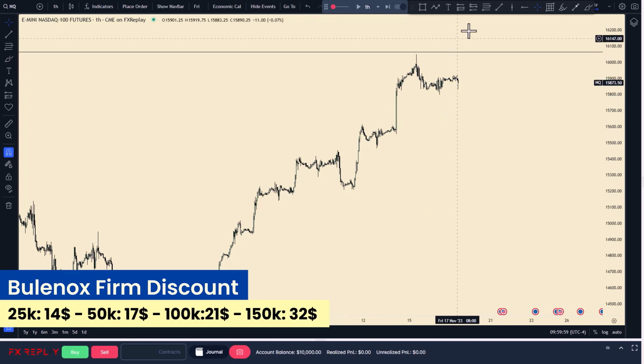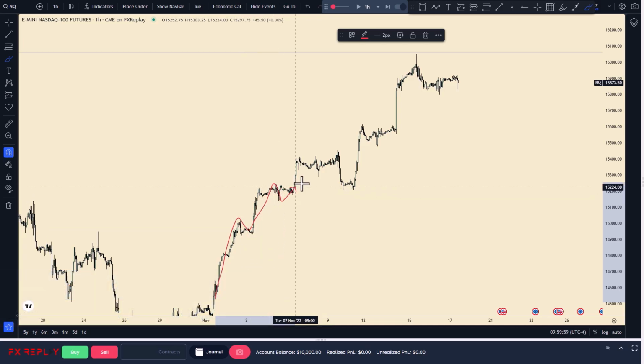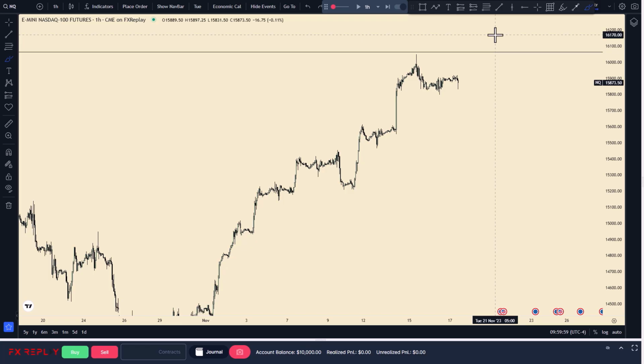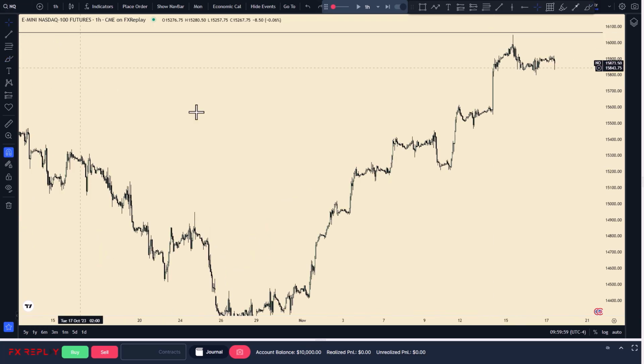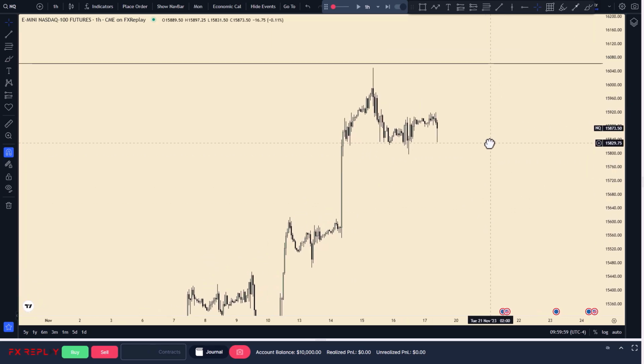You can see that the pullback is really shy. We have an expansion, a shy pullback, another expansion, a shallow pullback, another expansion. This one was a deep pullback, but as you can see, shallow pullback here. So you don't want to capitalize on these moves right here, right? It's better to look for continuations. I feel like this backtesting session is going to be longer than usual. But as I said, I enjoy these backtesting sessions.